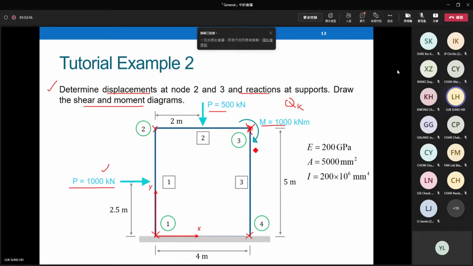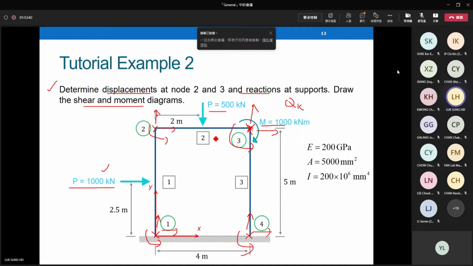Firstly, you can set up the Coulomb diagrams. We have totally 12 degrees of freedom. I just showed you, 1, 2, 3, 4, 5, 6. Each node will have 3 degrees of freedom. Again, we take counterclockwise as positive. We have totally 12 degrees of freedom. You have to assign code number 1, 2, 3, 4 up to number 12.